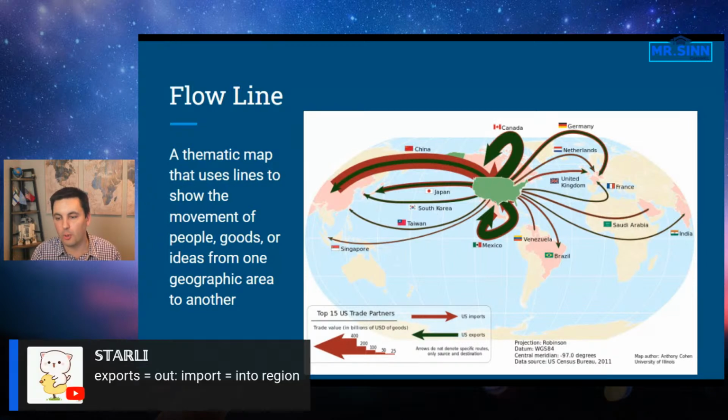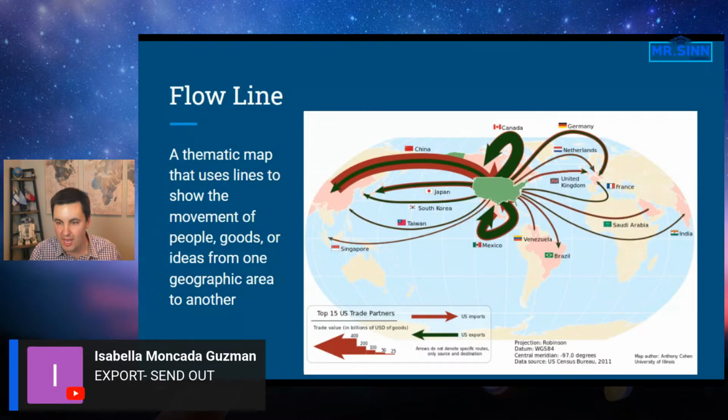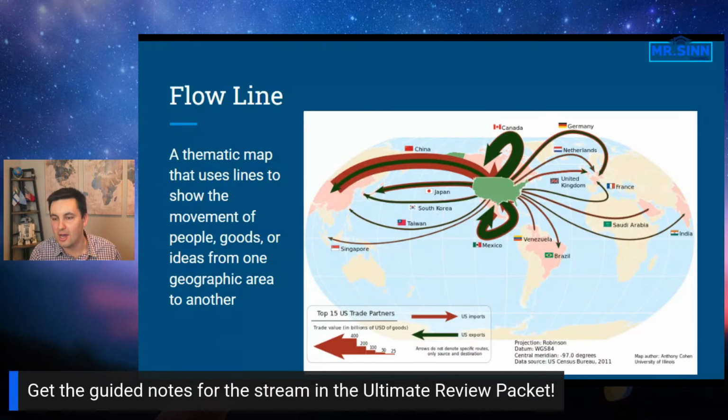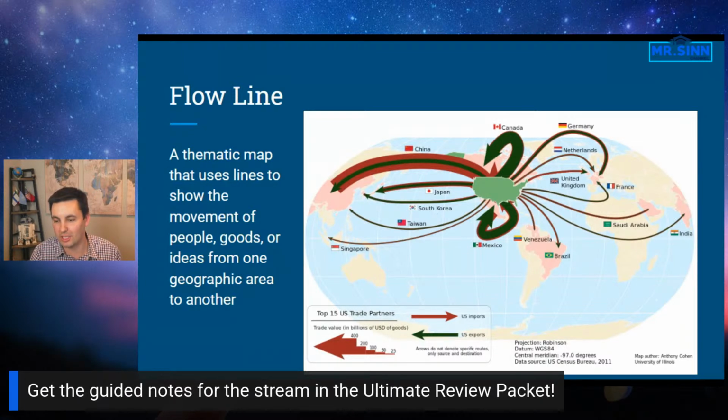Going back. Exports out, imports in. So you can see E for exit, I for in. Exports send out. That is correct. Can we go over these? Yes. We're going to go over all the stuff for unit 1. So we will get there.